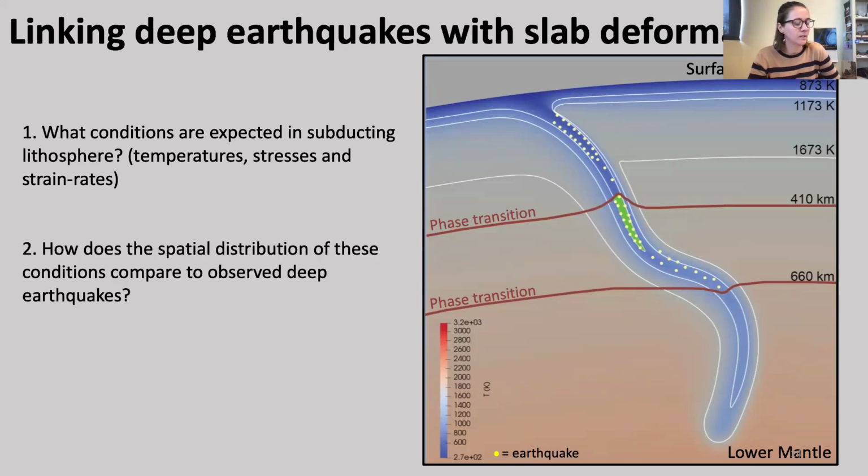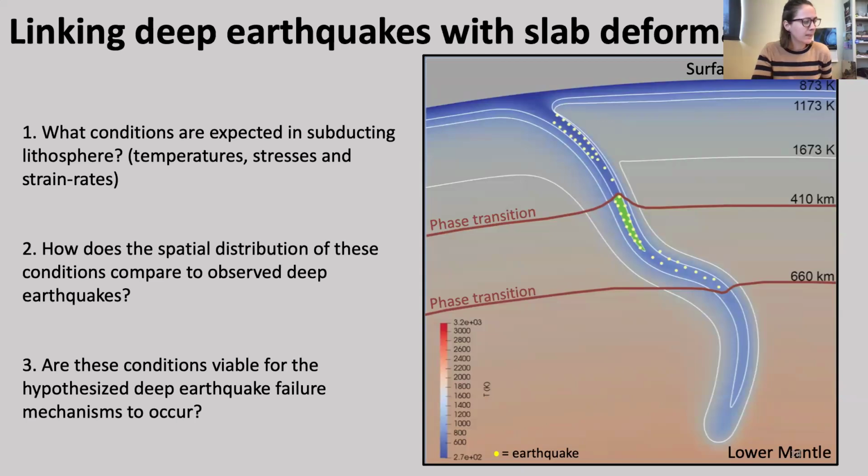The second question is, how does the spatial distribution of these conditions compare to the observed deep earthquakes that we see? So what conditions are we seeing in the areas where the deep earthquakes occur? And the last is, are the conditions that we're seeing in the slab where the earthquakes are occurring even viable at the deeper depths for the hypothesized deep earthquake failure mechanisms to occur? I'm mainly going to be focusing on the first two questions, about what the conditions in the slab are and how this relates to the spatial distribution of deep earthquakes, and then I'll touch on the third question a little bit at the end.